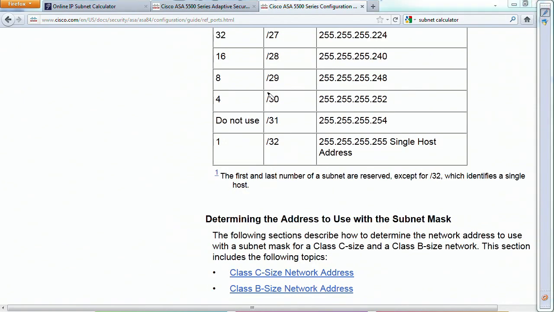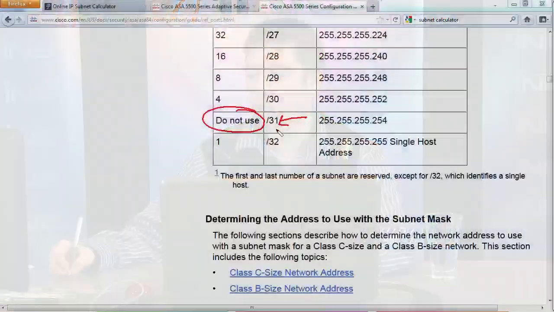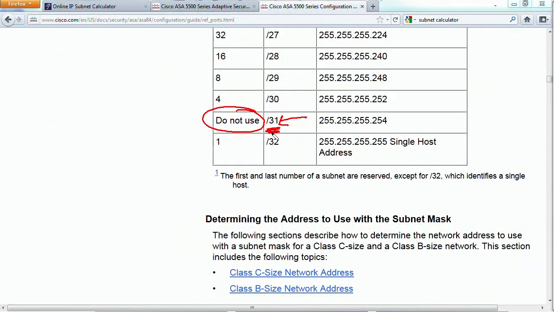This one here, it says do not use. Technically, that's not valid anymore. You can use a /31, which means just 2 addresses. Originally, they said not to use this because normally when you create a subnet, you need to leave those 2 extra addresses for the subnet address and for the broadcast address, which in this case, if you use a /31, it doesn't give you that. It gives you just 2 values.